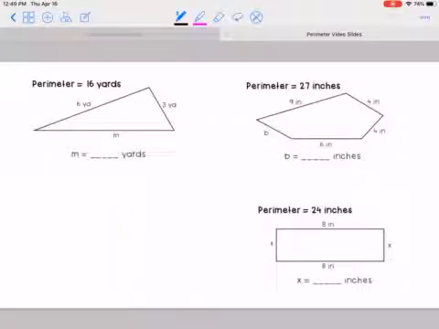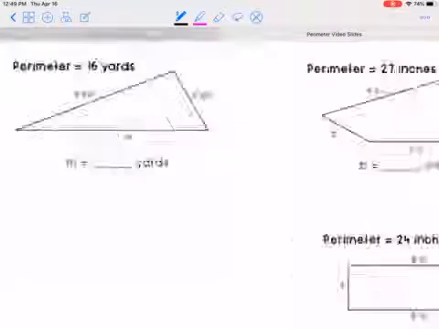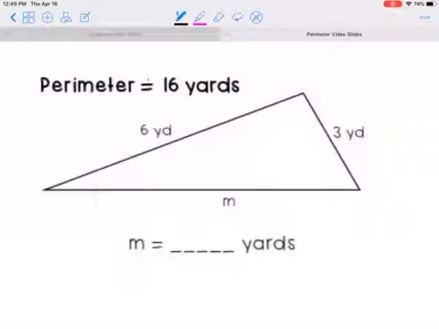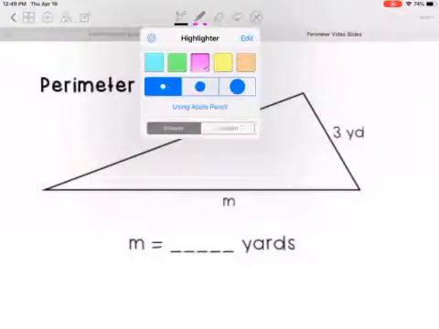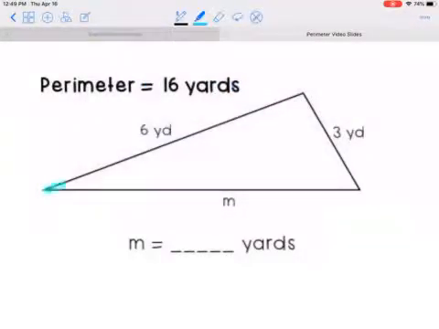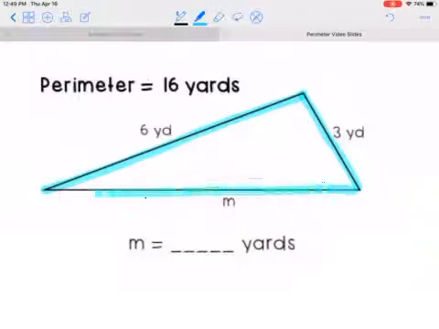So today we're going to review perimeter, and then we're going to figure out how to use the total perimeter to find the length of the missing side. So let's look at our triangle here. If we wanted to find the perimeter of our triangle, we're going to find the length of the distance around the outside. So my blue line, I'm tracing the perimeter for you all.